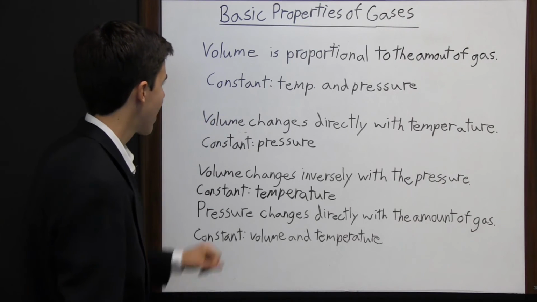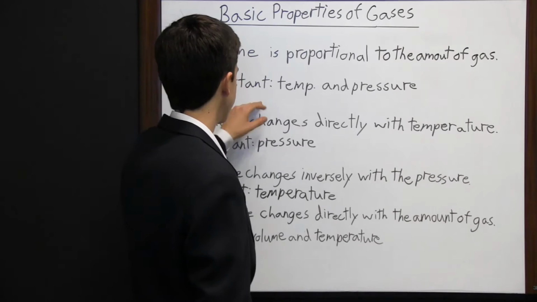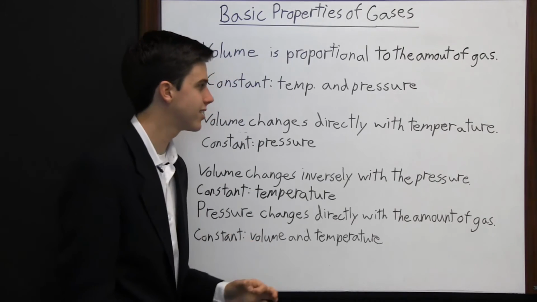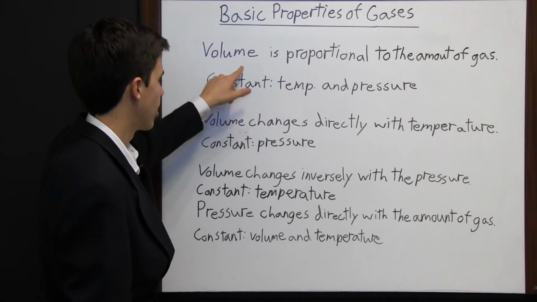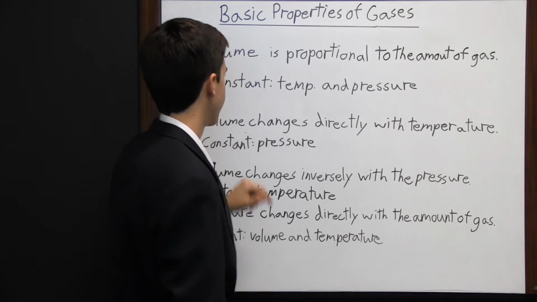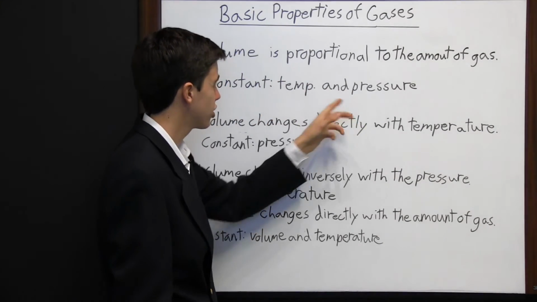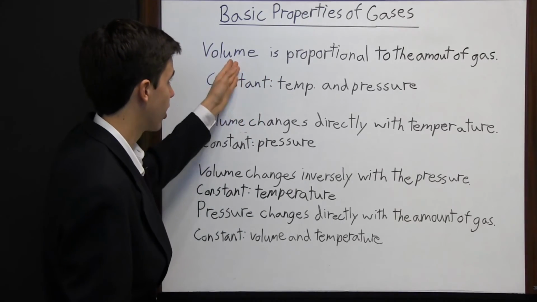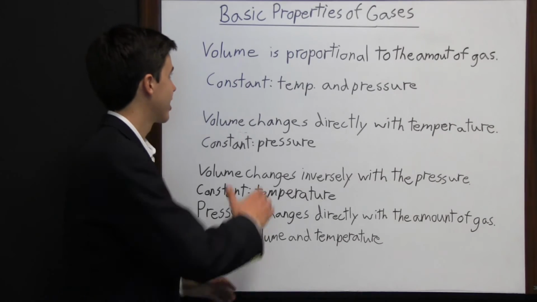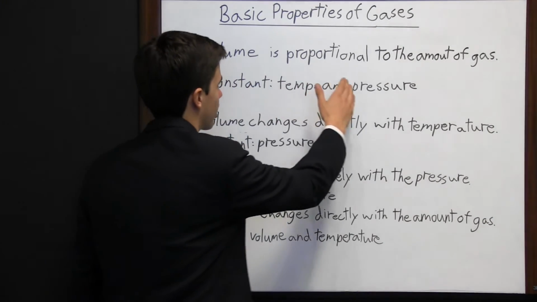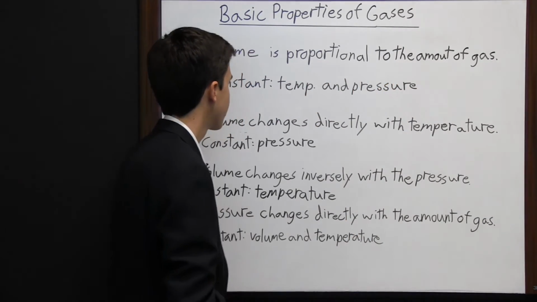Now, for this to be true, the temperature and the pressure have to be constant. And you may be wondering, why is that? Well, you'll see later that temperature affects the volume and the pressure affects the volume. So if the temperature and pressure are changing, then they're also affecting the volume in addition to the amount of gas, and we can no longer really see what's affecting the volume. So volume is no longer proportional to the amount of gas.